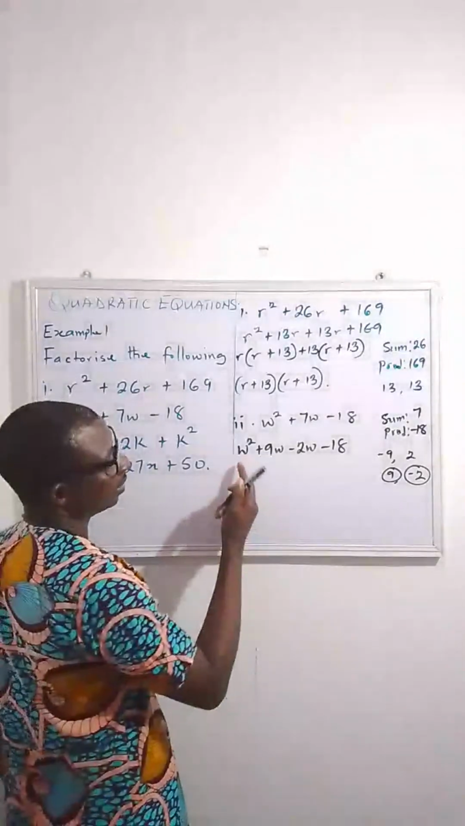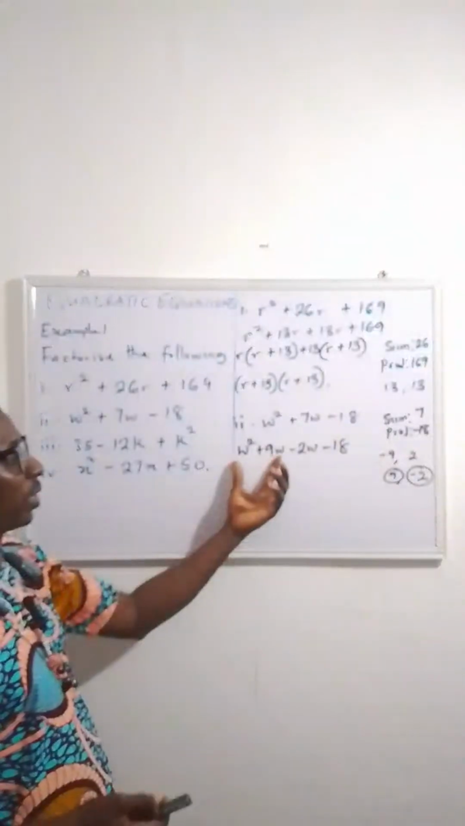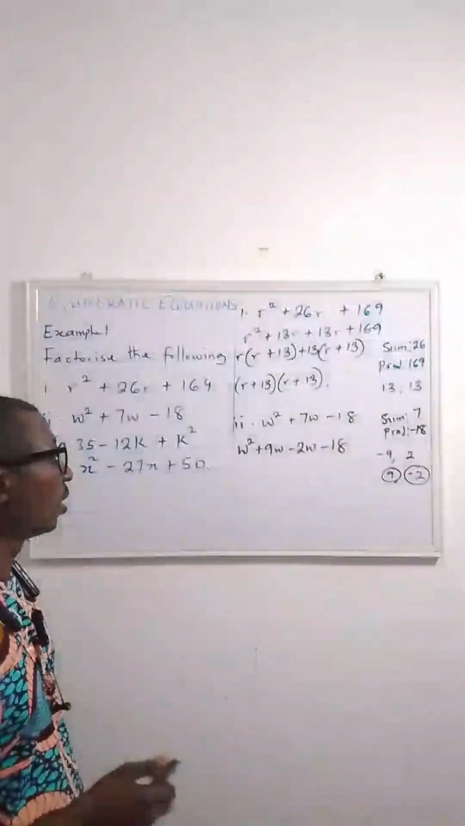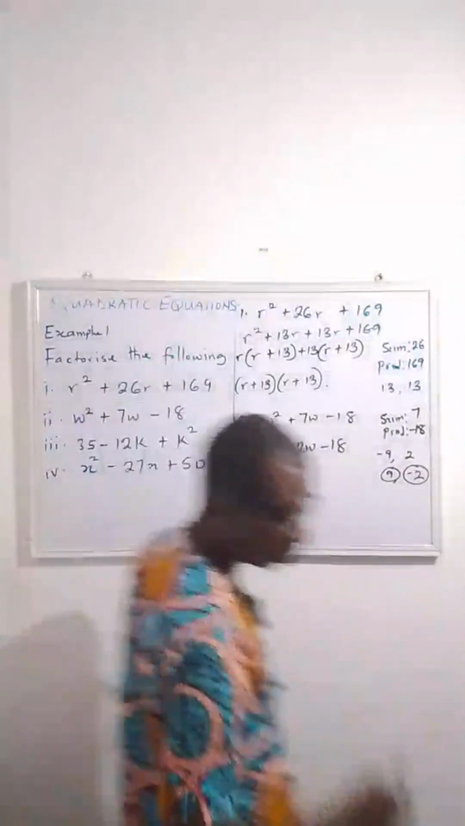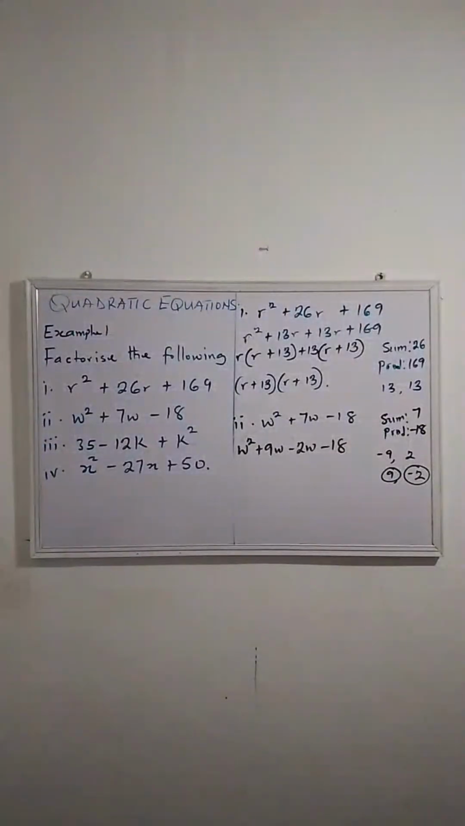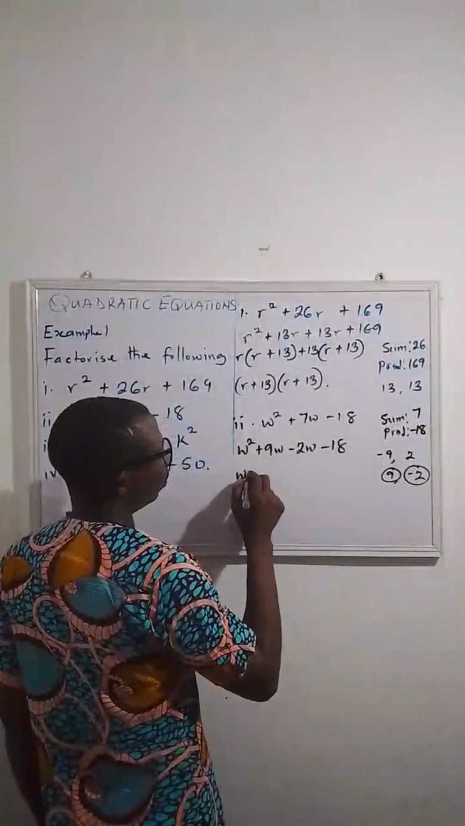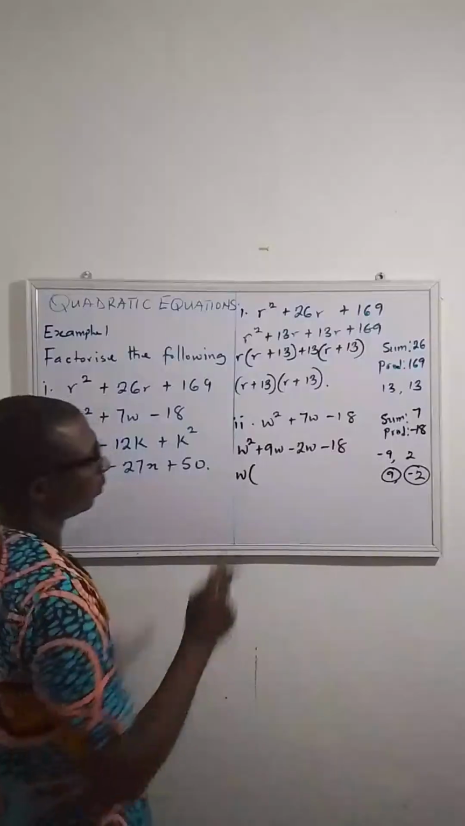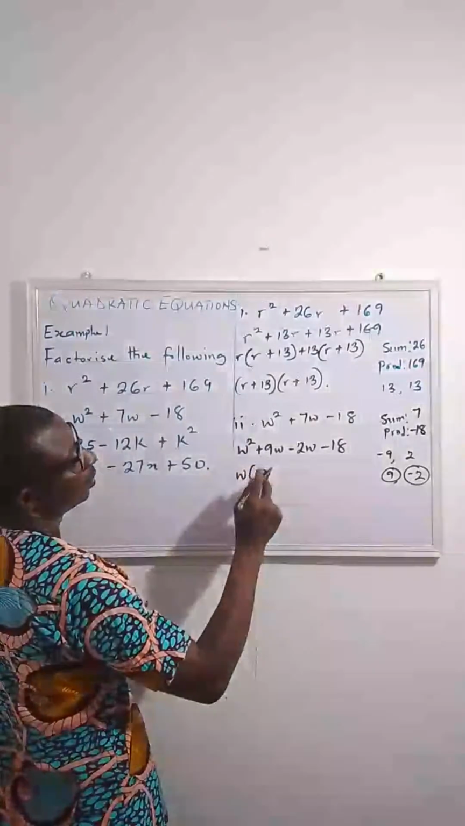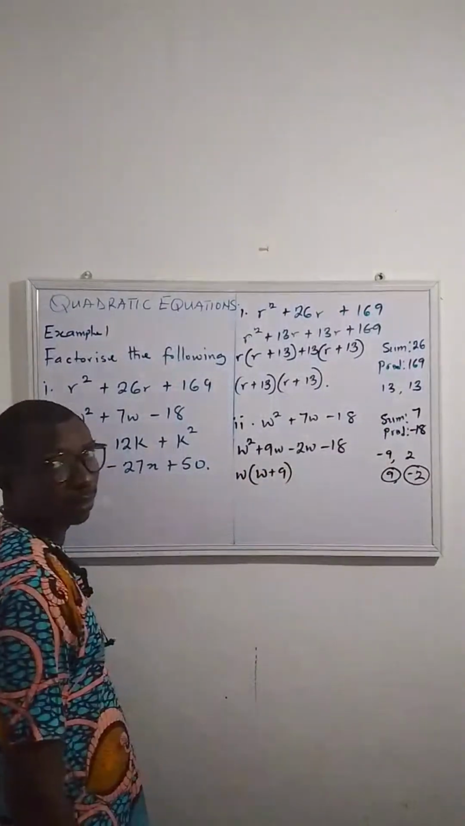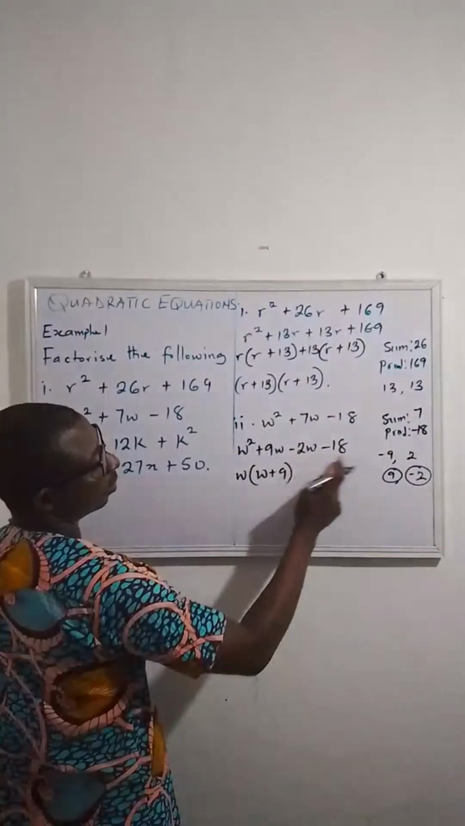All right. So now the next thing is to look for the GCD of the first pair. So we have the first pair here. So what is the GCD? The greatest common divisor. So what we have there is, that should be W. So now we have W, and when you divide this by W, you have W. Now when you divide this by W, you have what? 9.